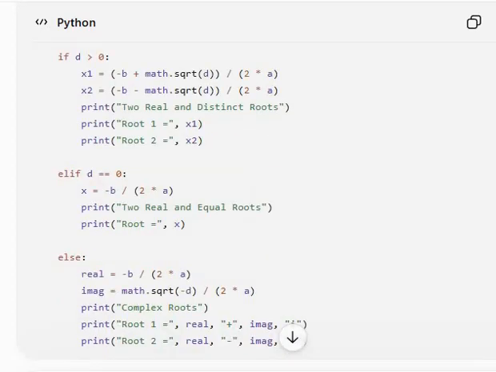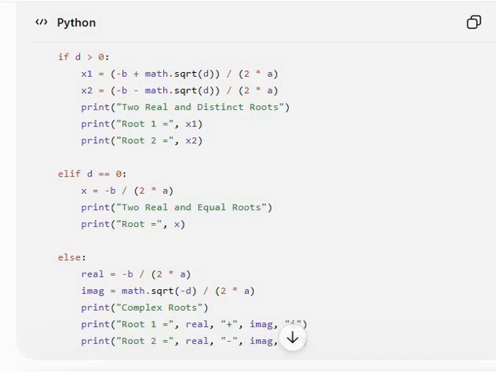If D greater than 0, both the roots are real and distinct, and let them be R1, R2 or X1, X2. So X1 is minus B plus square root of D by 2A, and the other root is minus B minus square root of D by 2A, and print both the roots.